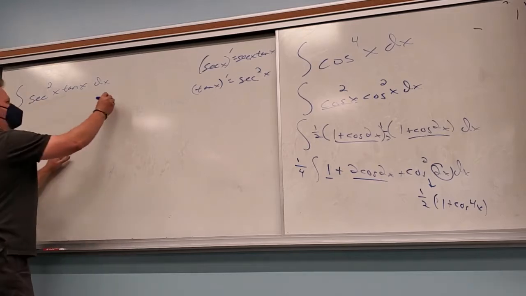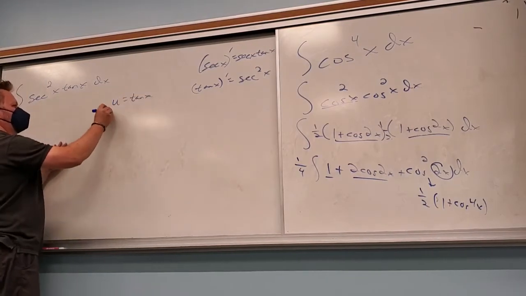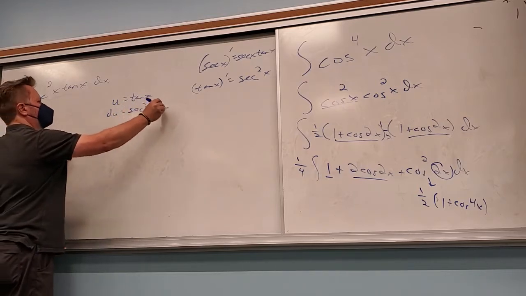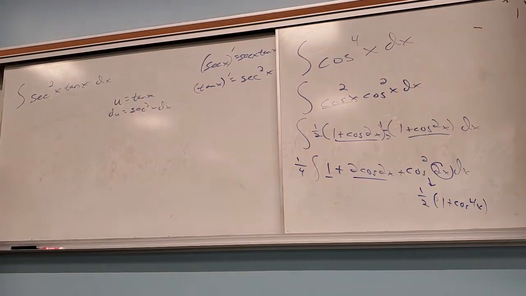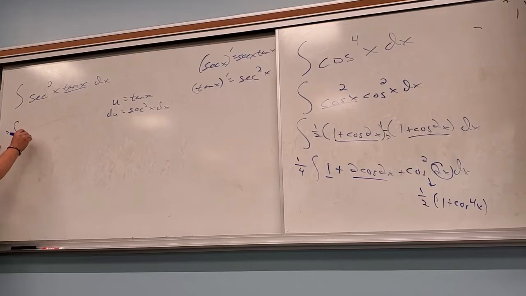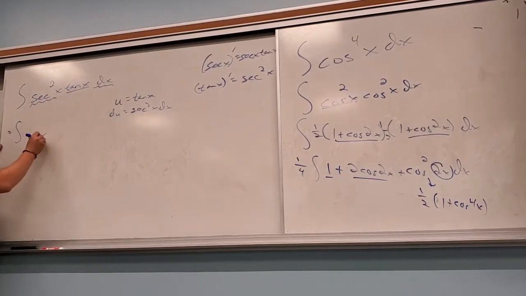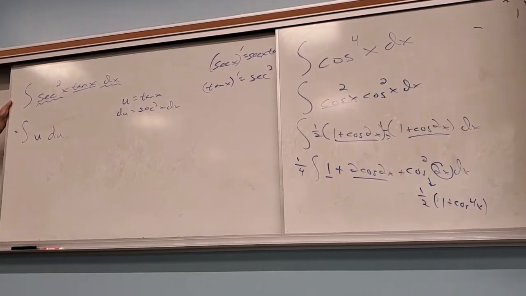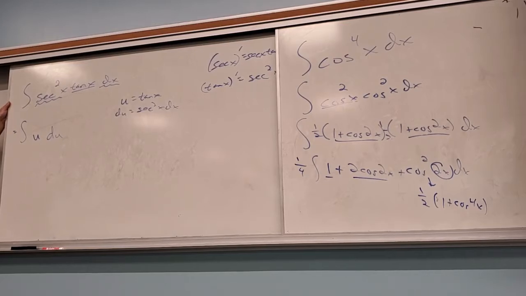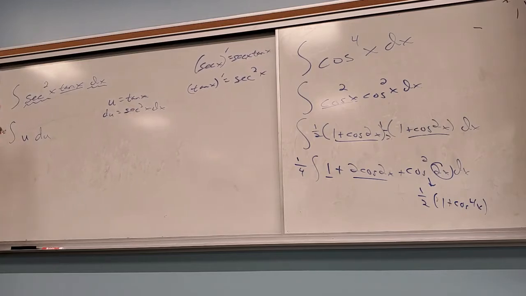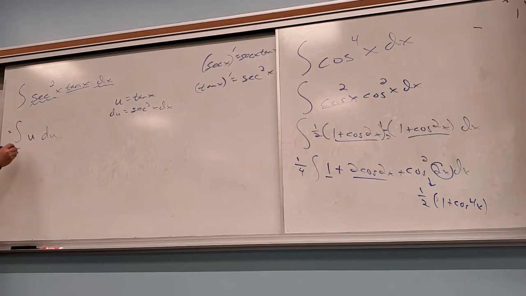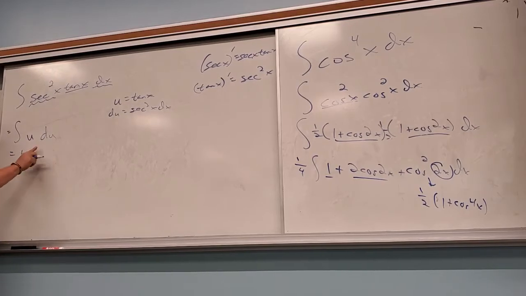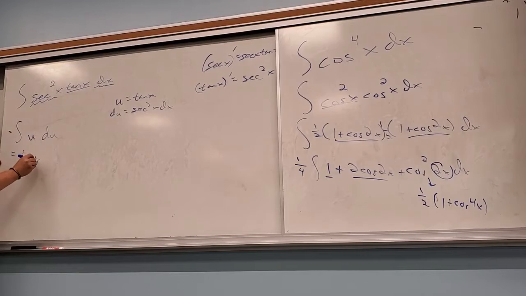So we're going to do it both ways real quick. U equals tangent, so du is secant squared. So I've got everything I need for u sub to work. I can rewrite this as u du, and this is du. We're done. And this is easy: u squared over 2, so 1/2 u squared. What was u? Tangent.